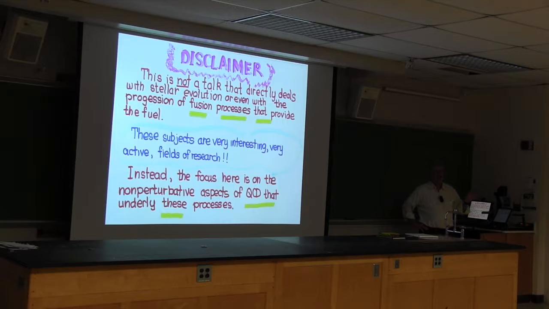So I want to emphasize that this isn't directly a talk about stellar evolution or even about the various progression of fusion processes that are involved. But it is trying to take seriously the fact that once we get a better understanding of the structure of the proton and the emergent phenomena and non-local aspects of QCD, we will have better tools to use in nuclear physics to discuss the processes involved.